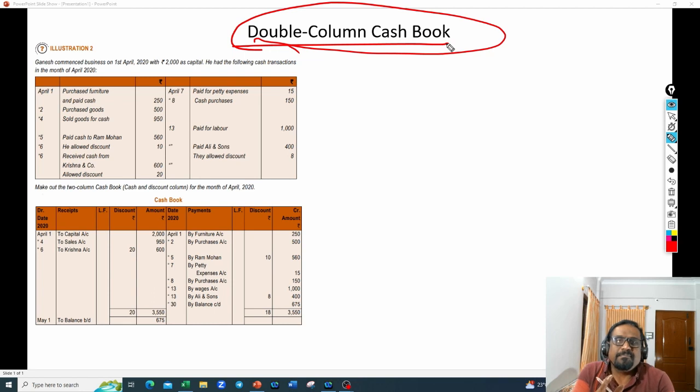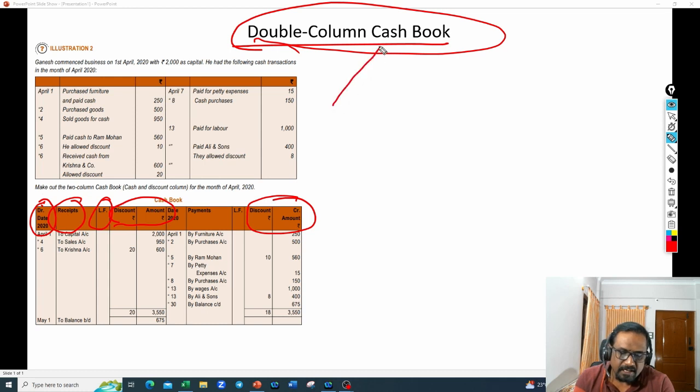Double column of amounts. For example, in the specimen format I provided here, the date column is as usual, then the particulars column, or we call it receipts, and the LF number, and there are two additional columns here. These are the two additional columns we are referring to in double column cash book. So there will be two columns on both the debit side and the credit side. What are those columns we need to understand?